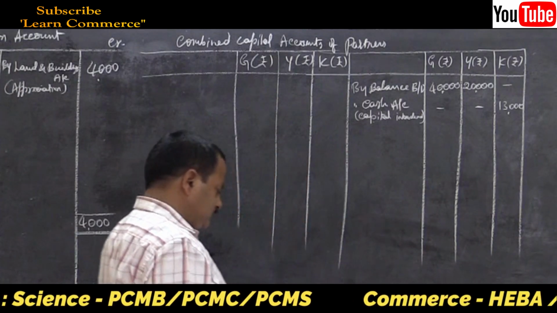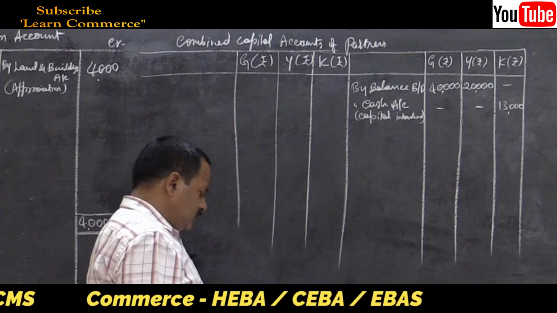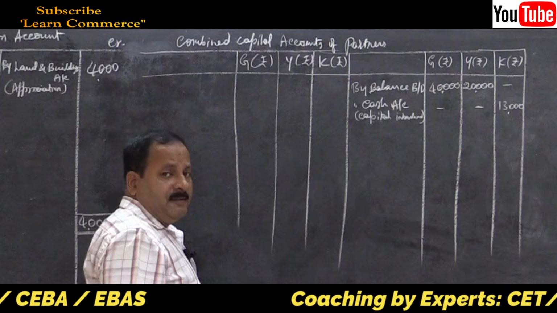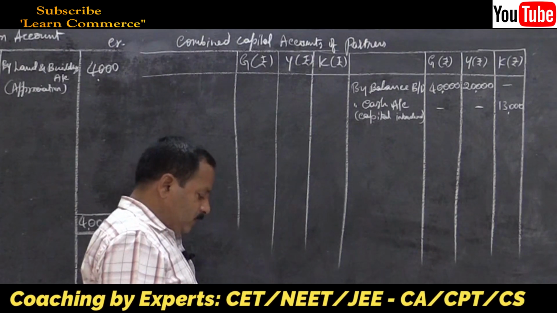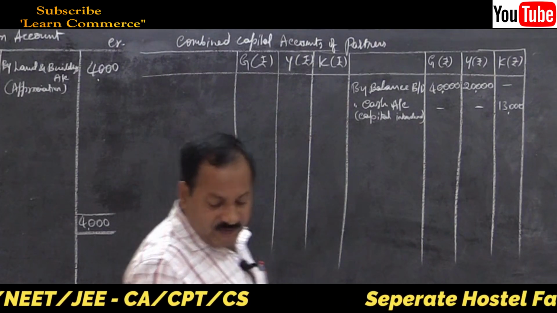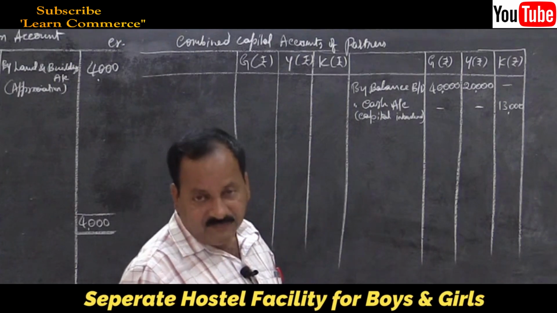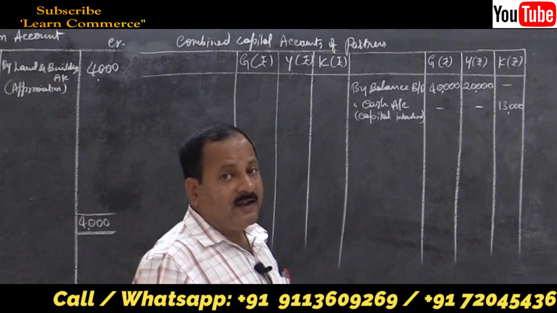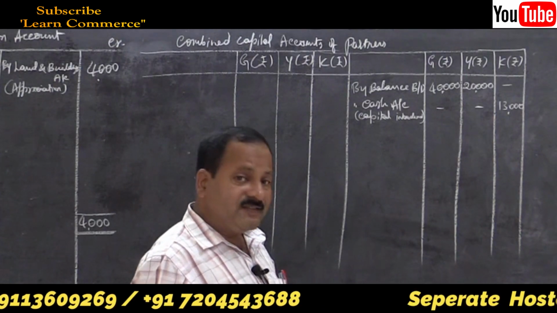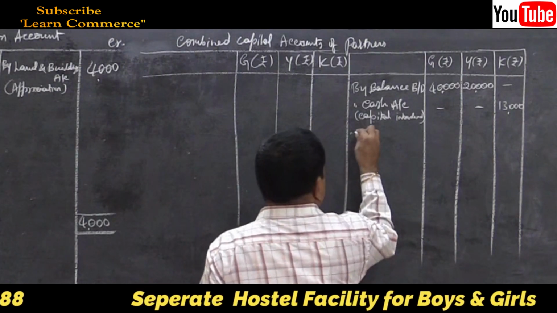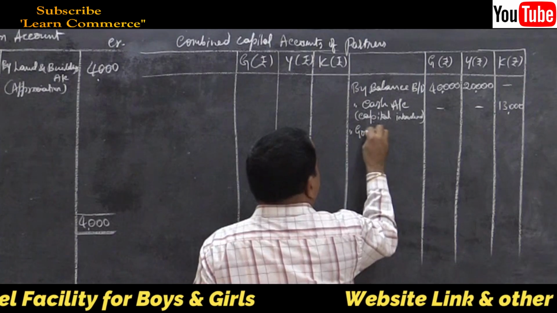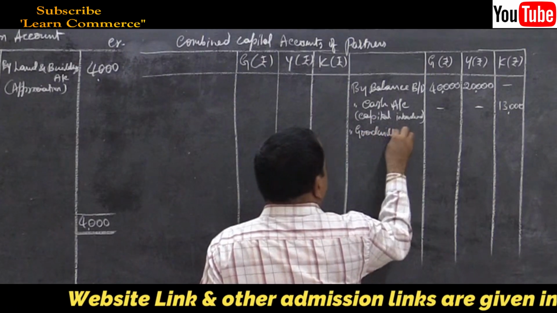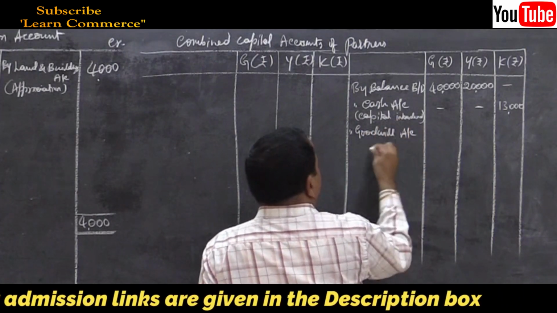Then goodwill should be created. Goodwill is how much? 6,000 rupees goodwill of the firm. So we have to create goodwill by debiting goodwill account and crediting the old partners' capital accounts. By goodwill account. Goodwill account created.